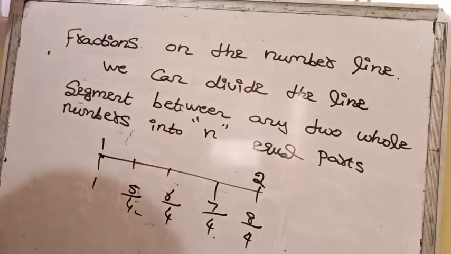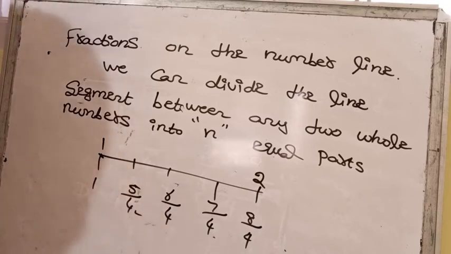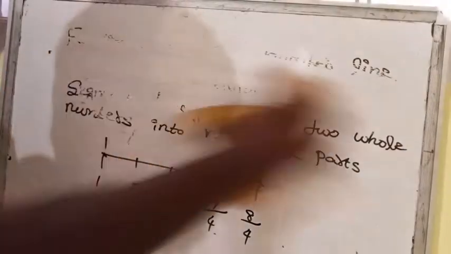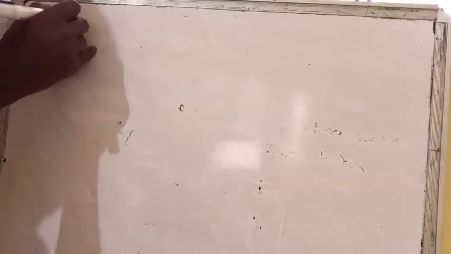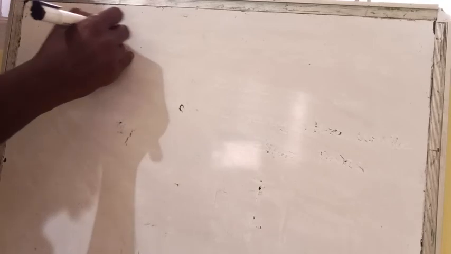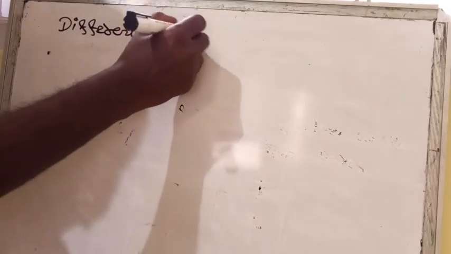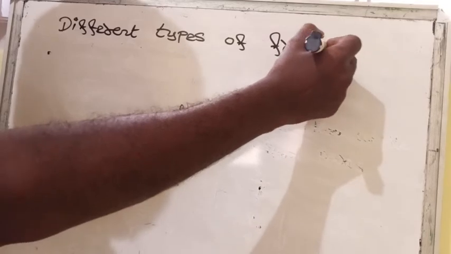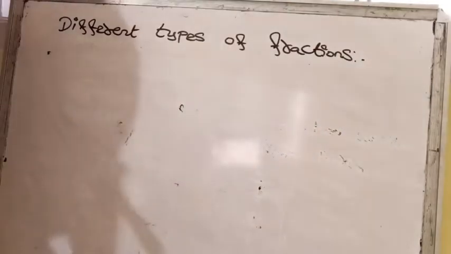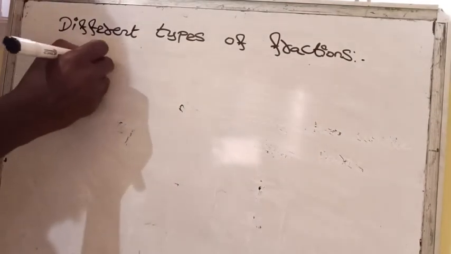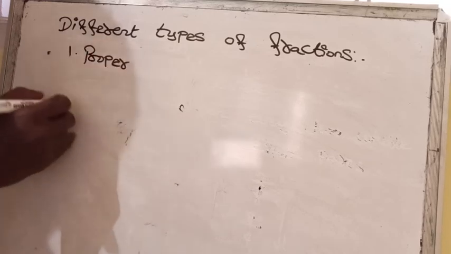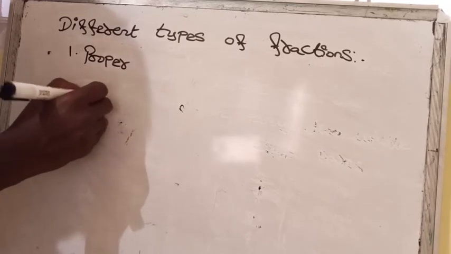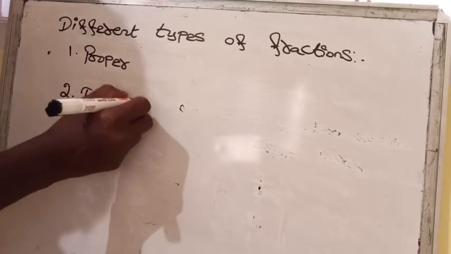Then, what are the different types of fractions? Already you learned in class 6 also. The first one is proper fraction. The second one is improper fraction. And the third is mixed fraction.